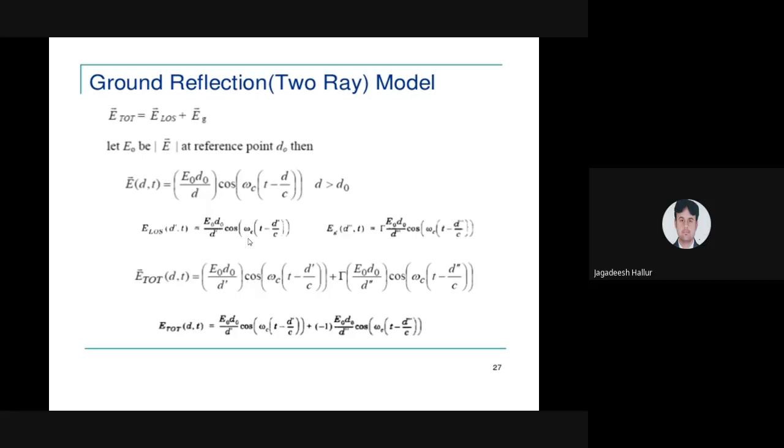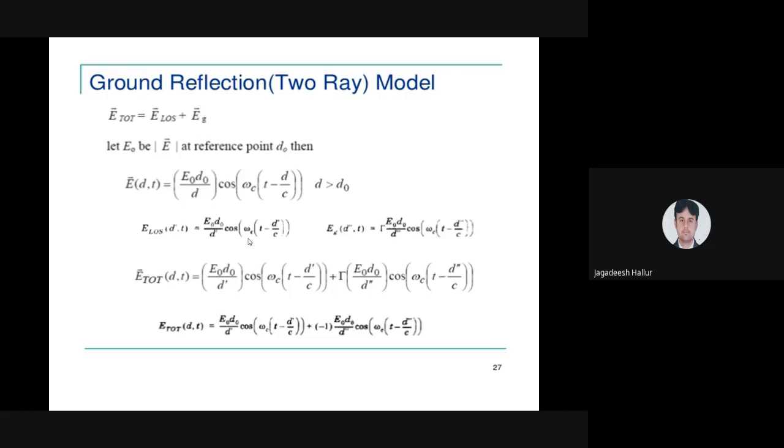Based on this equation, we are going to write two equations, depending on the two waves. One is the direct line of sight wave and the other is the ground reflected wave. So E of D comma T is equal to E naught D naught divided by D into cos omega C into T minus D divided by C, where D is always greater than D naught. We have two waves, one is a direct line of sight wave and second is the ground reflected wave. These are the two waves.